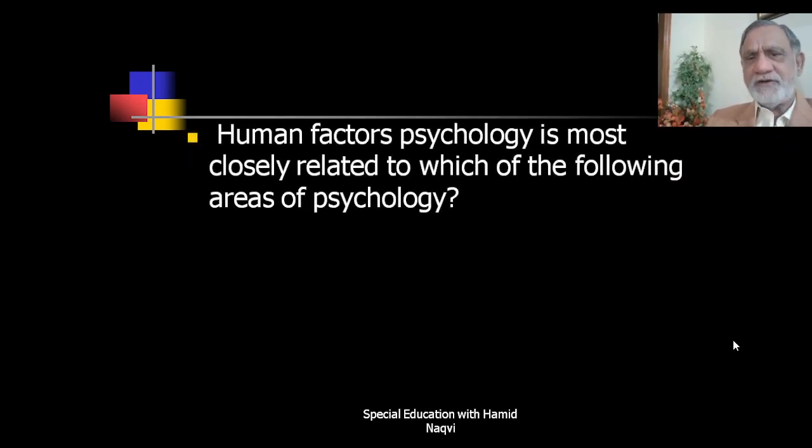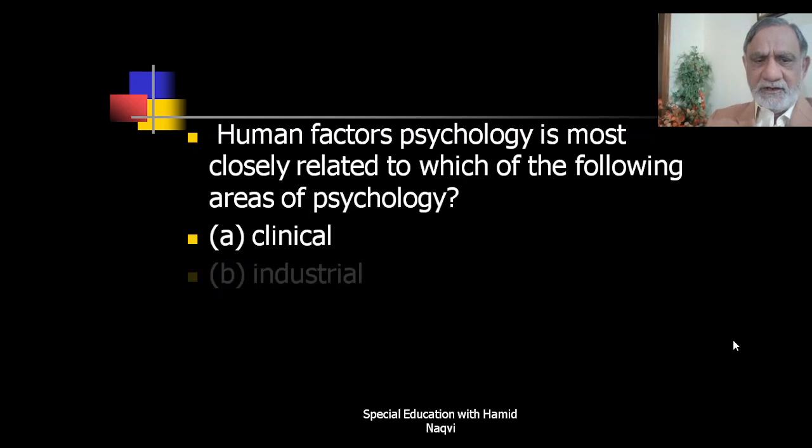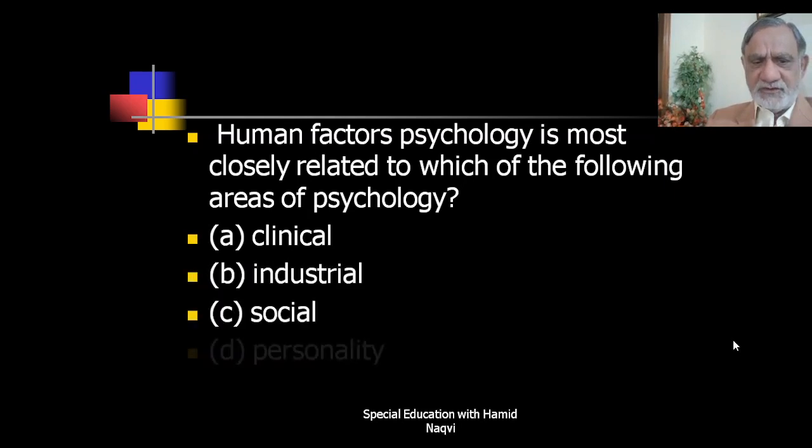Next is human factors psychology is most closely related to which of the following areas of psychology? Clinical, industrial, social, or personality? Correct is B, that is industrial.